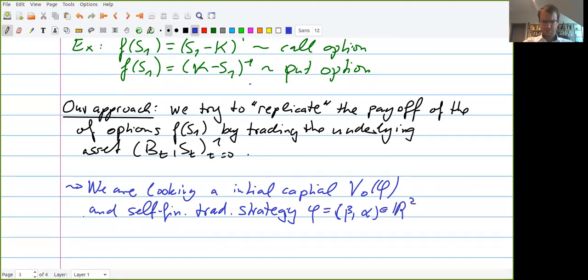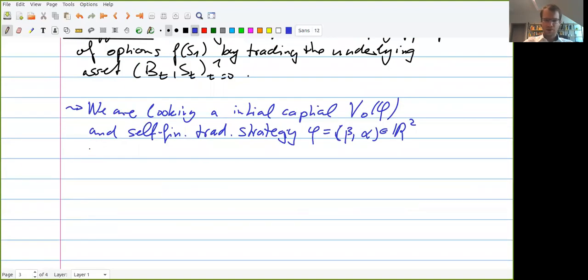What should this trading strategy fulfill? It should replicate, so it should reproduce the payoff. First, we start with the initial capital. At time 0 we are allowed to split up the capital V0 into two positions, one in the bond market, so in the bank account, and the other one in the risky asset.